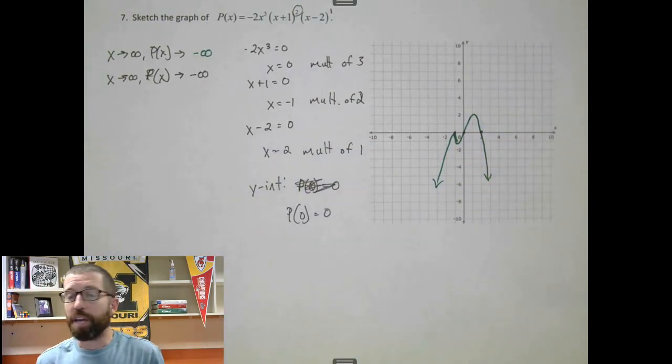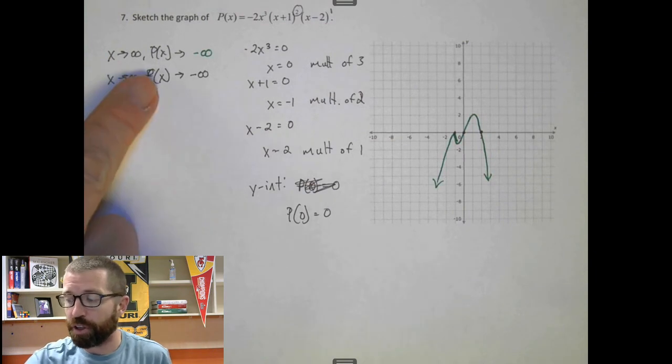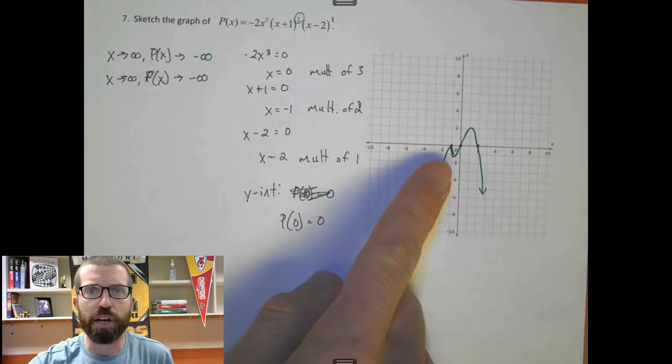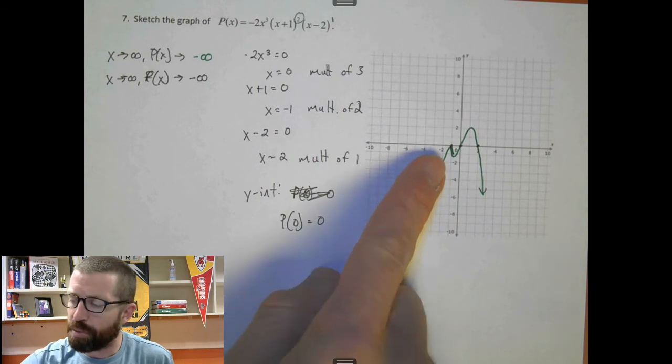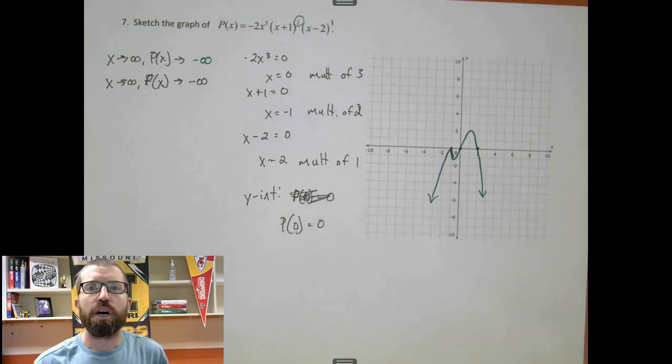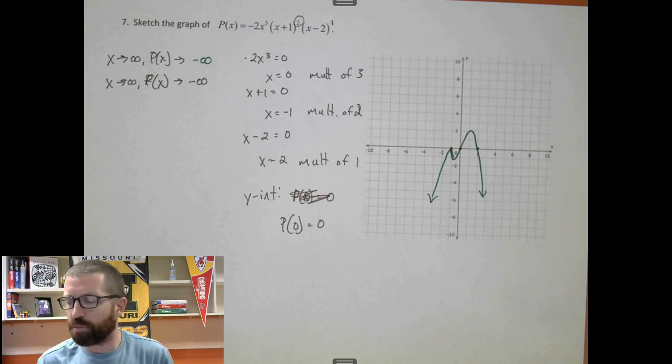So if the end behavior matches what it should, then there's a good chance you got your bouncing and going through right on the zeros. If you mess up the bouncing and going through stuff on the zeros, your end behavior will be wrong, more than likely anyway, unless you kind of make the double mistake. So just be aware and check that.